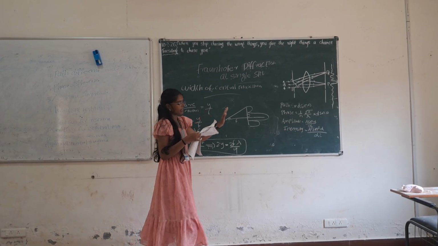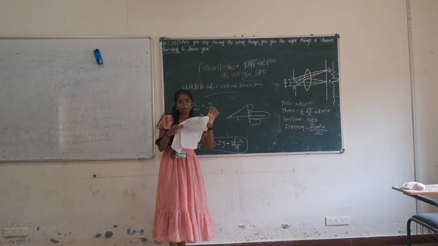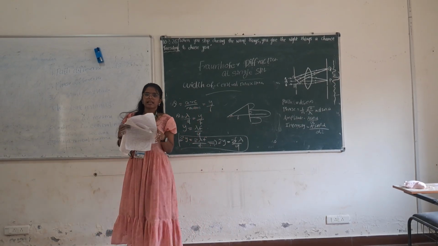So the width of the central bright band for the red light will be more than that of the violet. That's it.